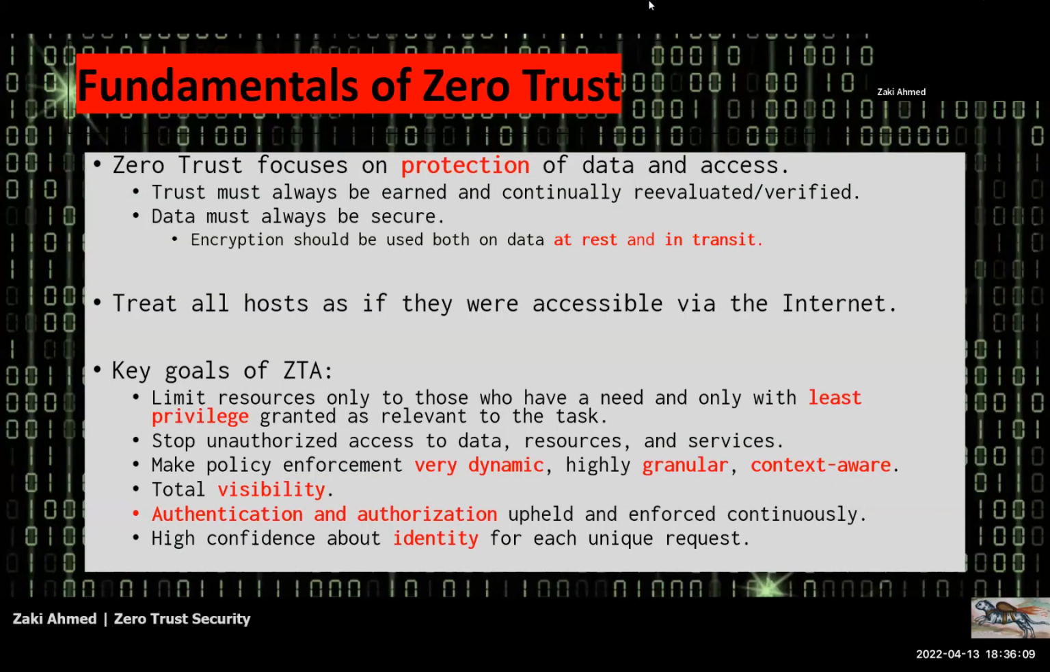Fundamentals of zero trust. Zero trust focuses on protection of data, like data must be secure all the time. It treats all hosts as if they were accessible beyond the perimeter, and key goals of ZT are to provide least privilege access, and there should be total visibility and authentication and authorization upheld and enforced continuously. And zero trust is more about the identity of the unique request, who is sending the request.